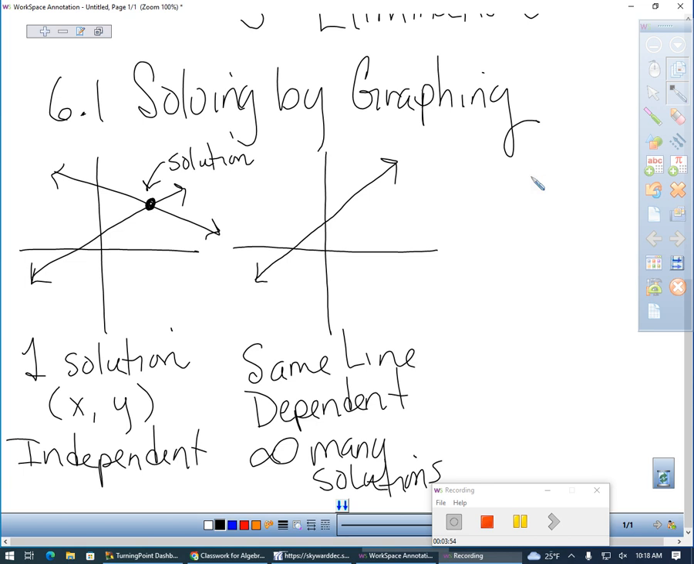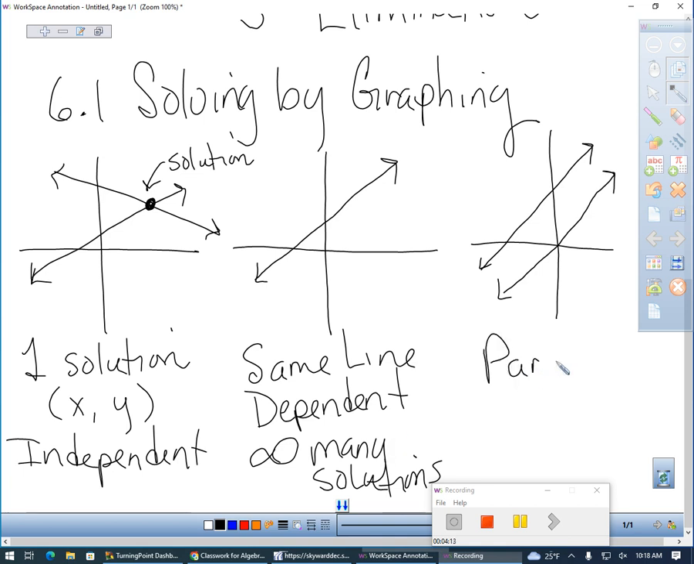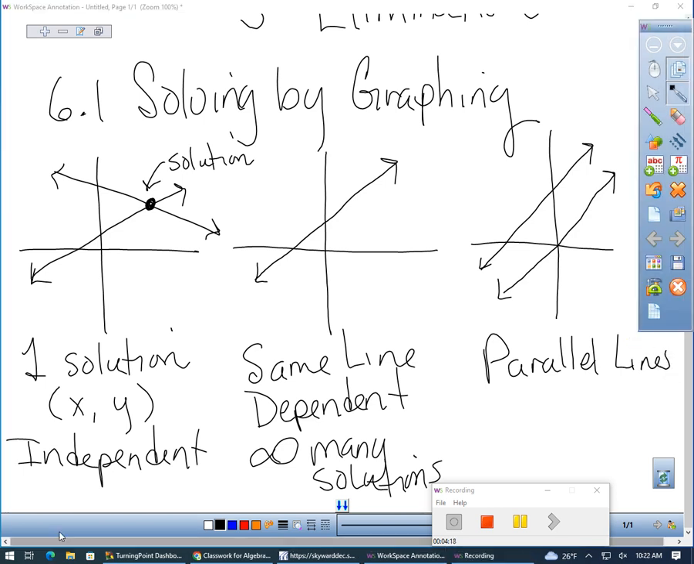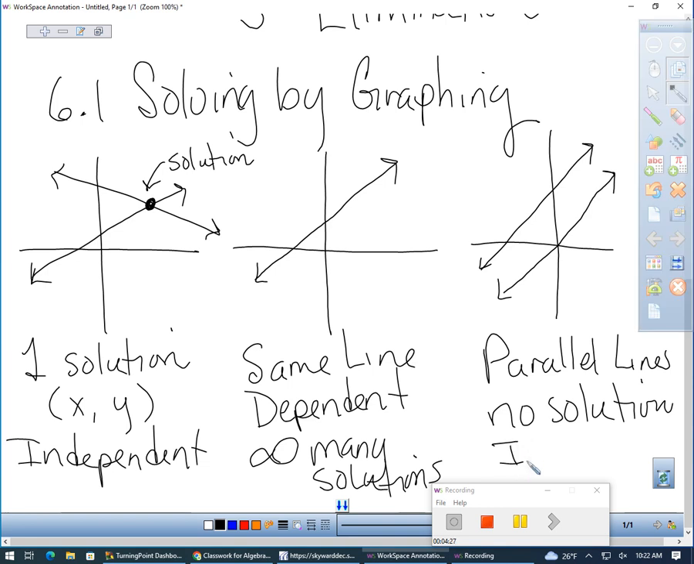Good job, Jackson. Option number 3, when I graph my first line, and then I graph my second line, and those lines never, ever cross. What type of lines are those? Yes. If I have parallel lines, and they're never going to cross, that means I have no solution. And that type of system is called inconsistent.